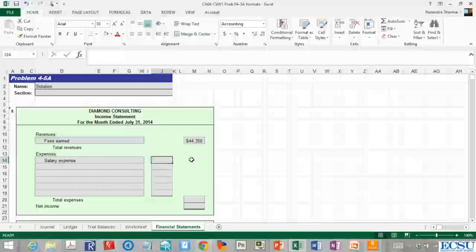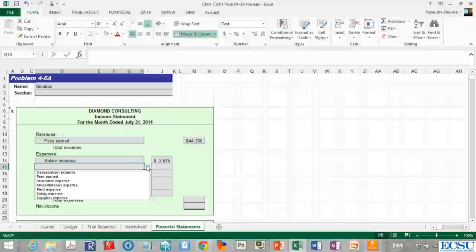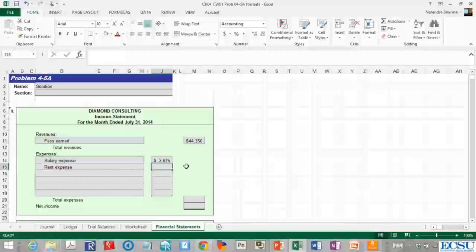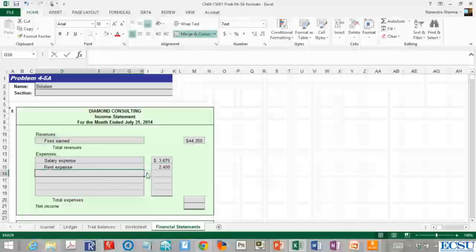Amount was 3675. And then next highest was the rent expense. So let us see the rent expense. Rent expense amount was 2400. Then next was the supplies expense.